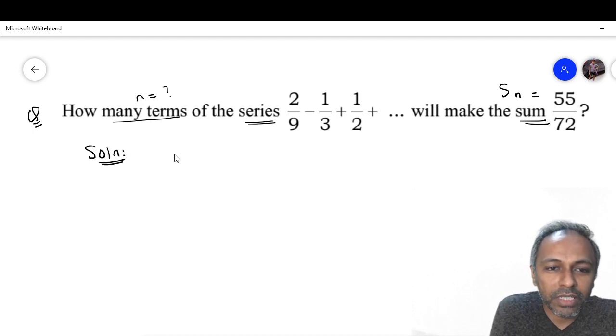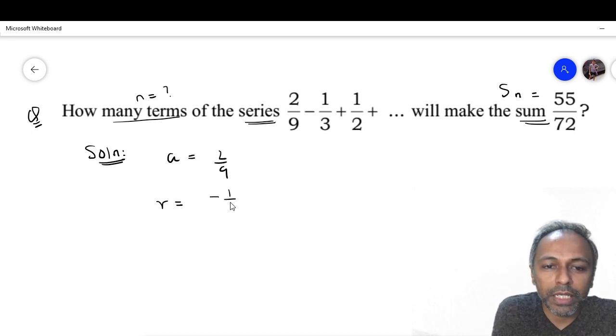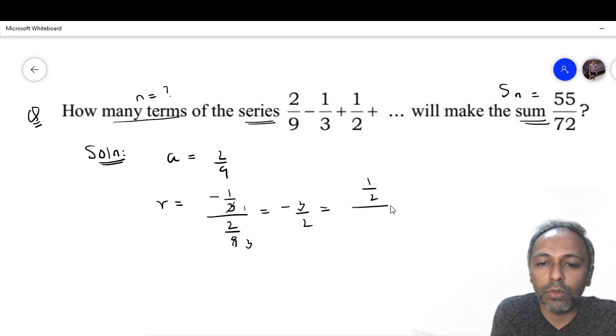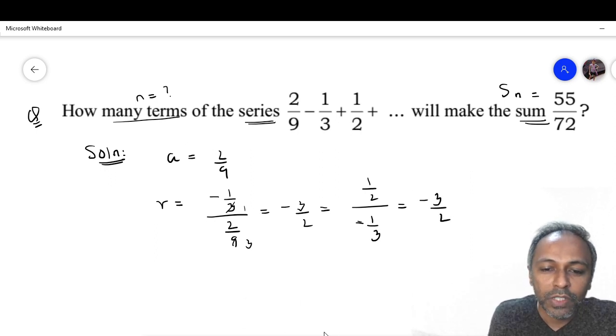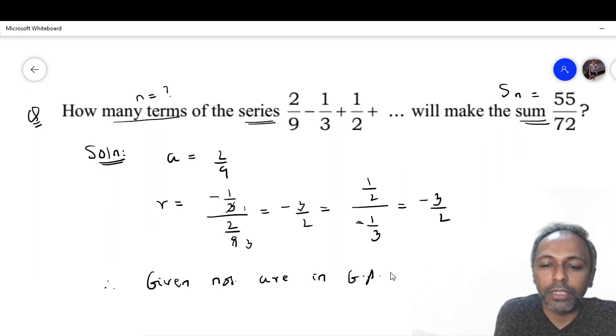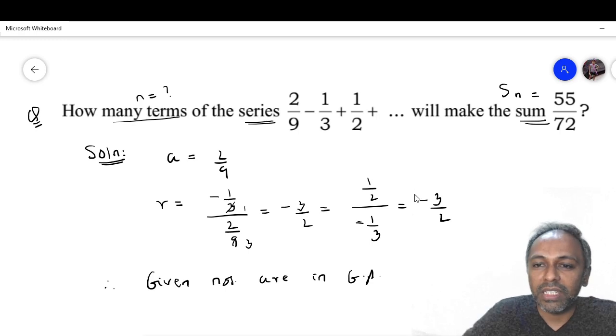The first term is 2 upon 9. Let's check for the common ratio. The common ratio is minus 1 upon 3, you have to include the negative sign, upon 2 upon 9. 3 ones are 3, 3 threes are 9, so it is minus 3 upon 2. Verify if it is also equal to the third term upon the second term. So minus 3 will multiply the numerator and it will again become minus 3 upon 2. All this was done to make you understand that yes, it is a GP. Therefore, the given series is in GP.